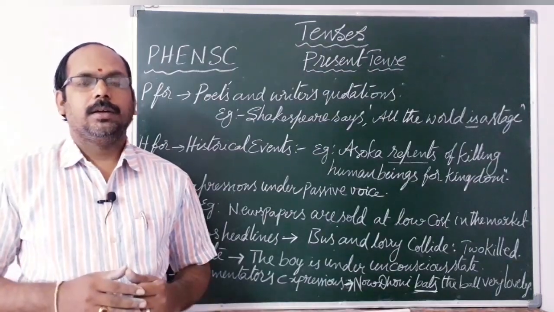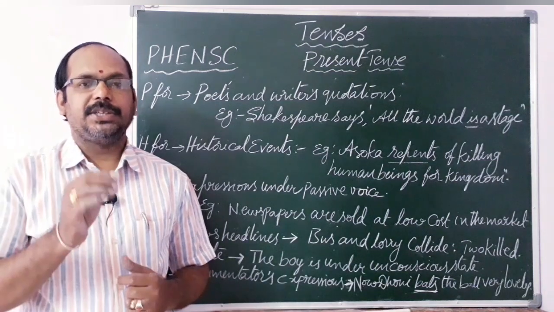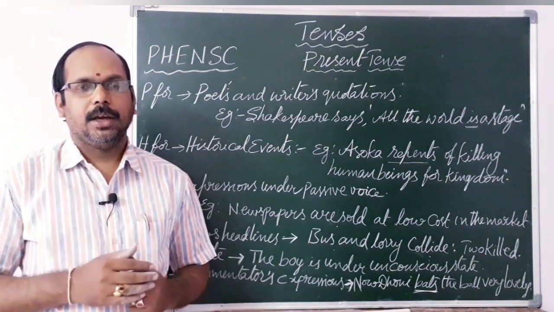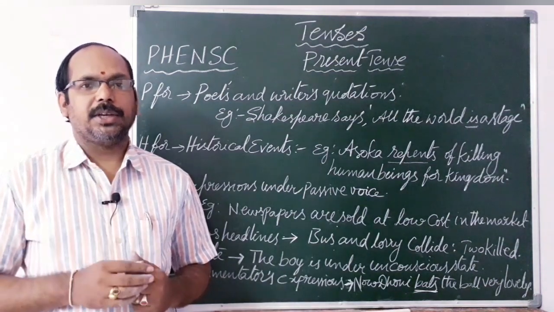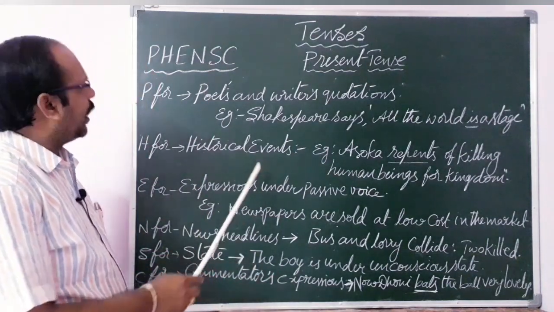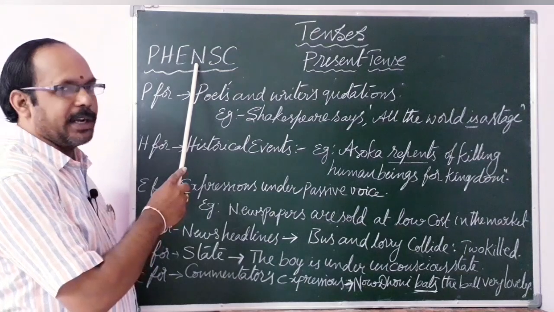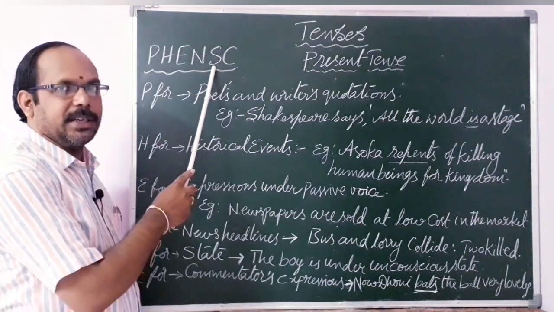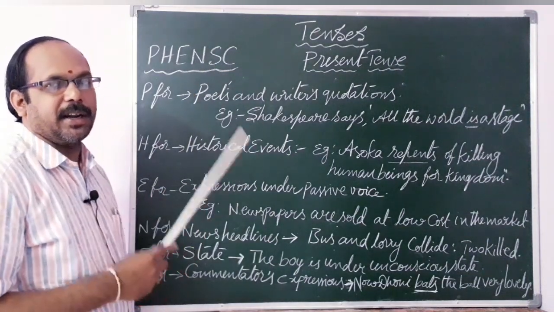Next one, FENSC. P-H-E-N-S-C. P for writers' quotations. H for historical events. E for expressions under passive sense. And N for news headlines. S for state. And C for commentators' expressions.